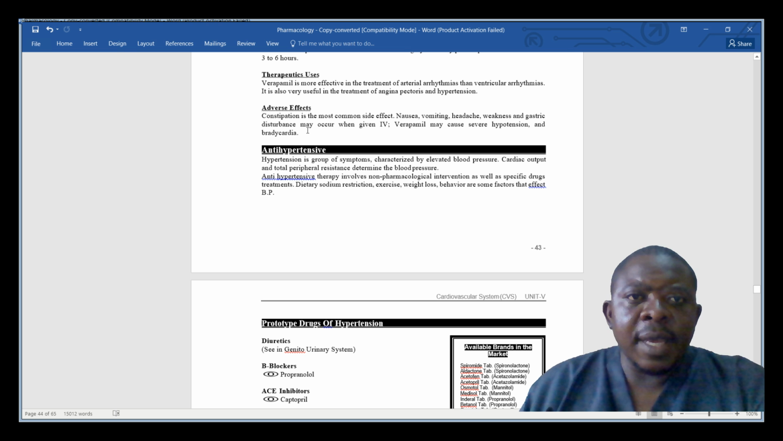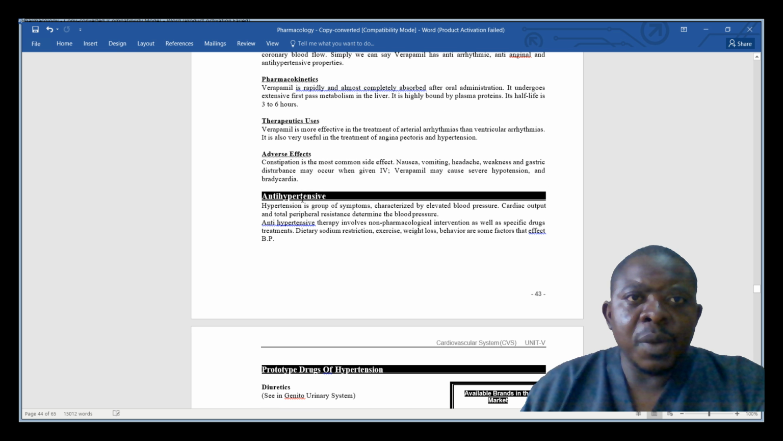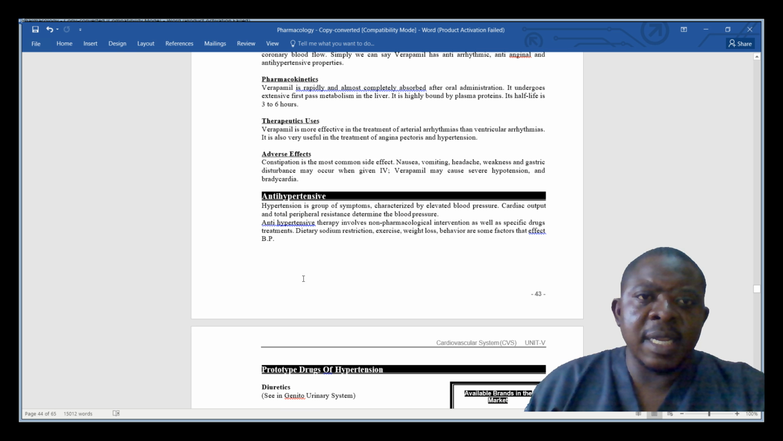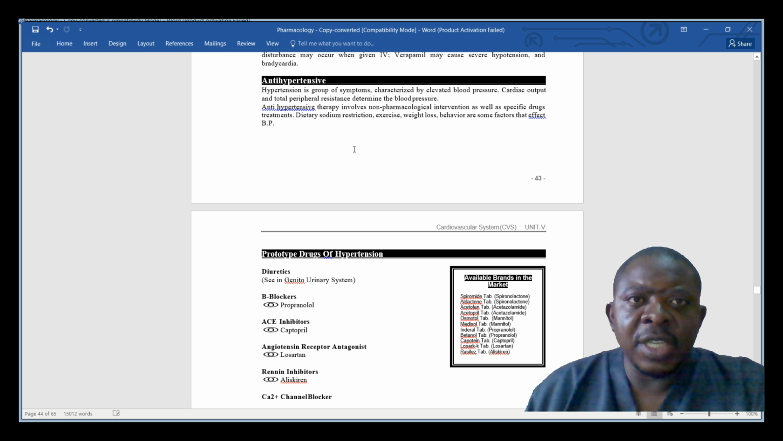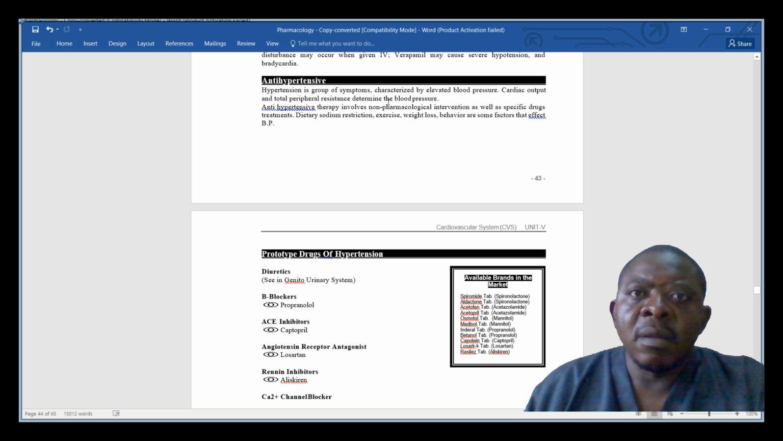Okay, so with drugs and arrhythmias discussed, let us now look at anti-hypertensive drugs. Hypertension is a group of symptoms characterized by elevated blood pressure, cardiac output, and total peripheral resistance determining the blood pressure.